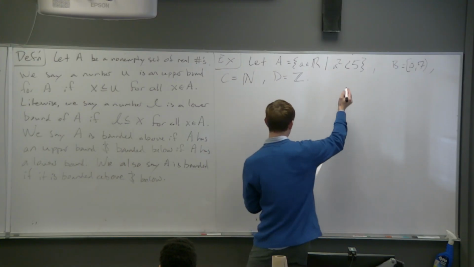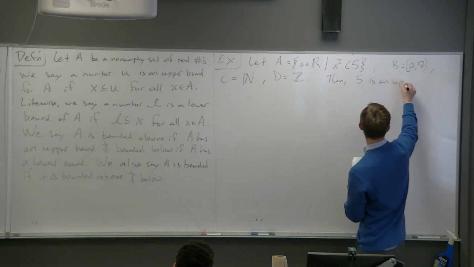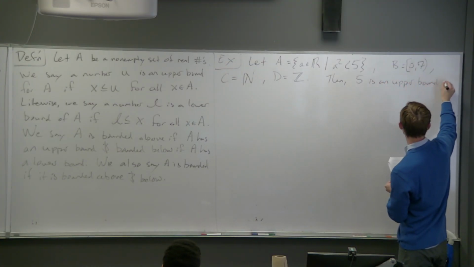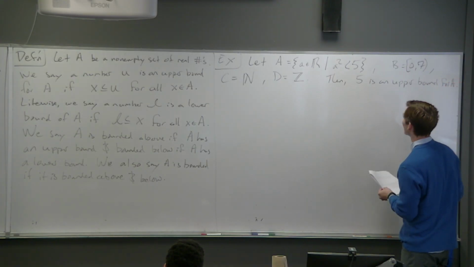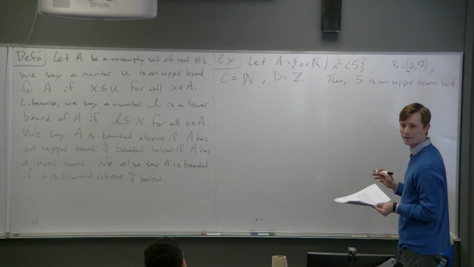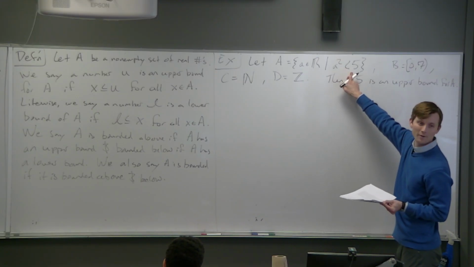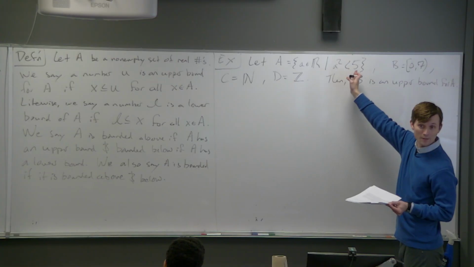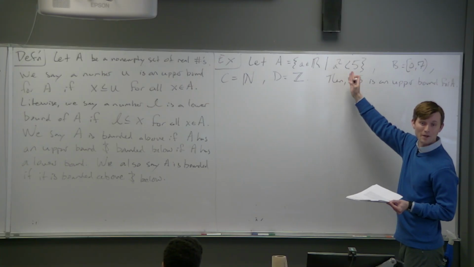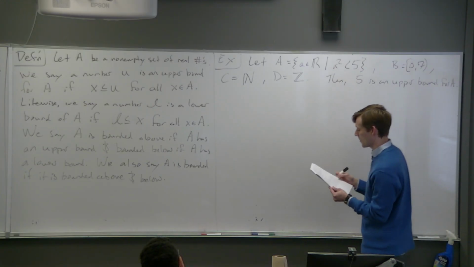Yeah? Then, five is an upper bound for A. Would you agree with that? Maybe? Is 5 a number that's bigger than everything in there? 5 isn't in A because 5 squared is certainly bigger than 5, right? So 5 is certainly bigger than everything in A, right? Okay, cool. That's an upper bound.